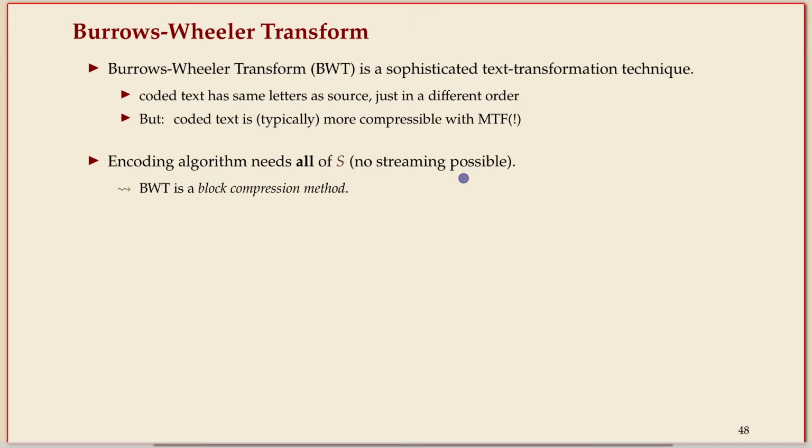The slight downside, and maybe I can give this historical anecdote as well: it needs the whole text to apply this transformation. You can't do it easily in a streaming fashion. So in practice, it's often applied to some block of data, but in principle, you can do it for the entire text. You just need enough memory.